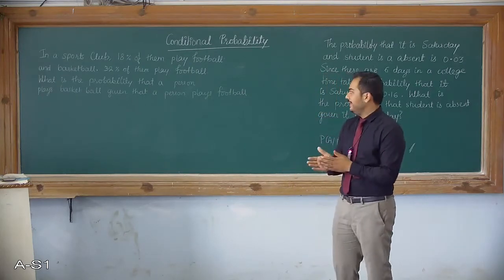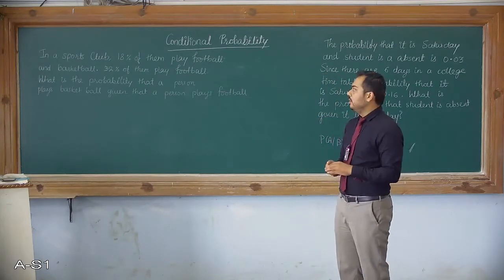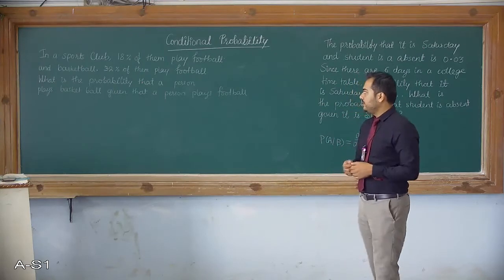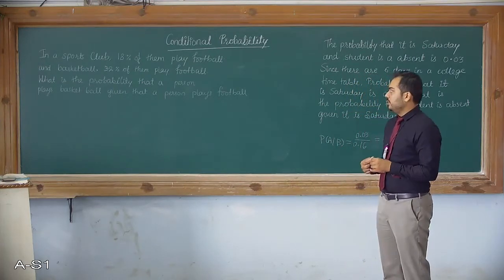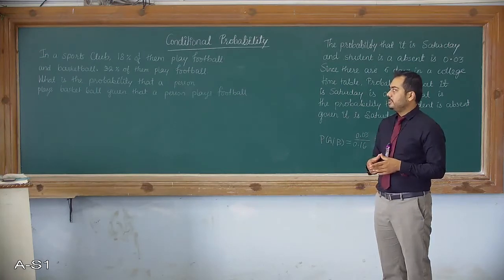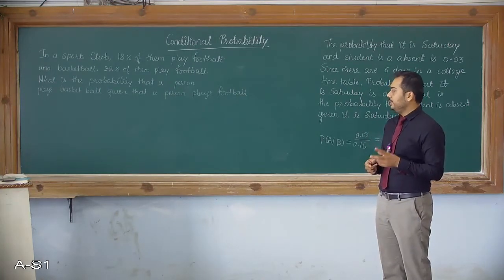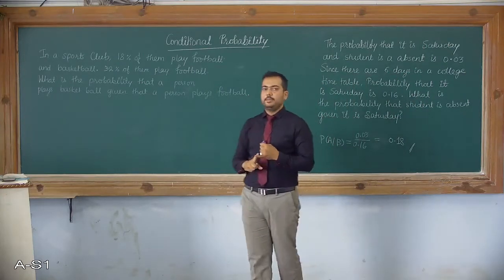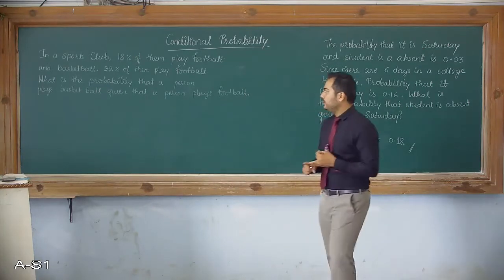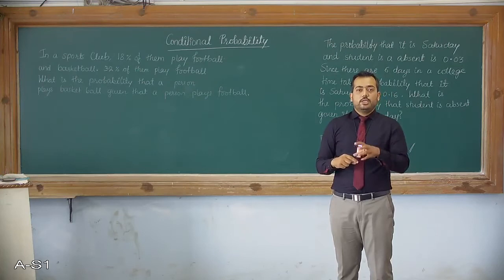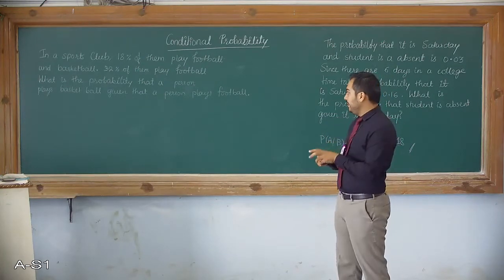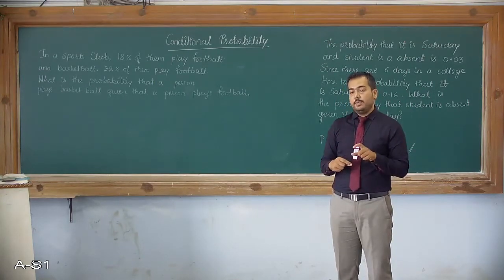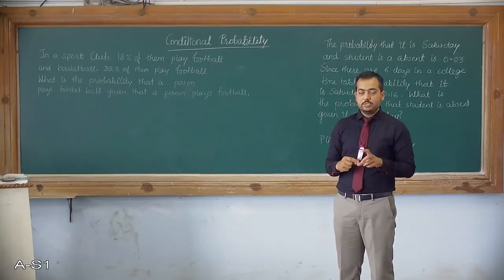In a sports club, 18% of them play football and basketball both, and 32% of them play football. What is the probability that a person plays basketball given that the person plays football? So there are two values given: 18% playing football and basketball both, and 32% playing football. We are choosing a person randomly, and that person is playing football. Then what is the probability that the person also plays basketball? This is what the question asks.